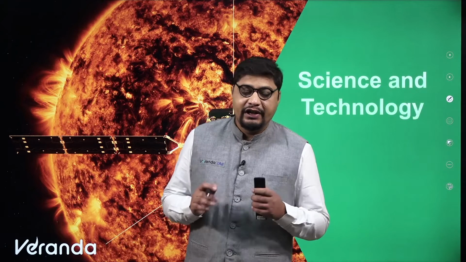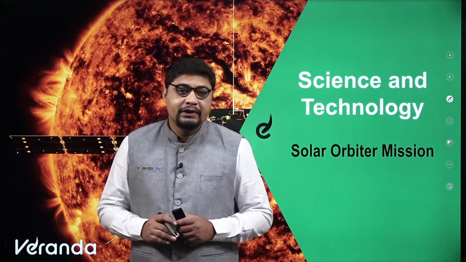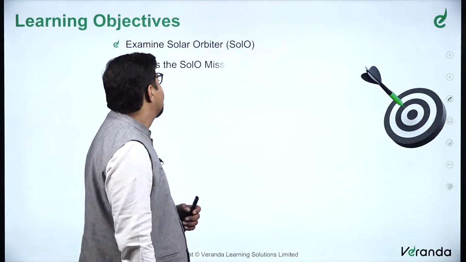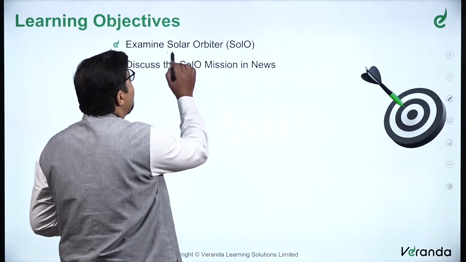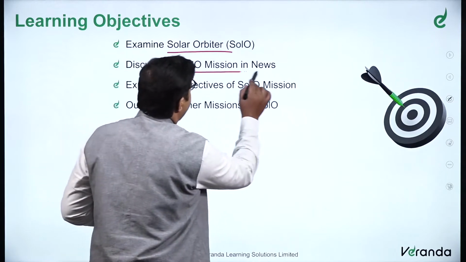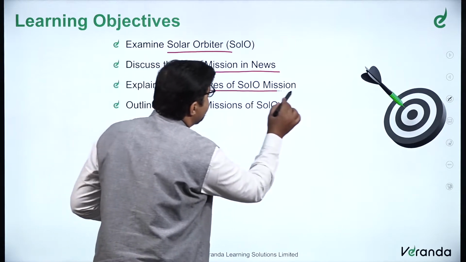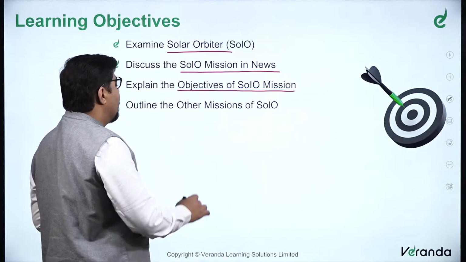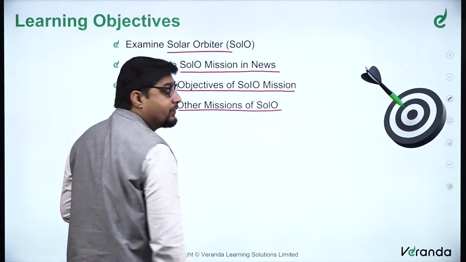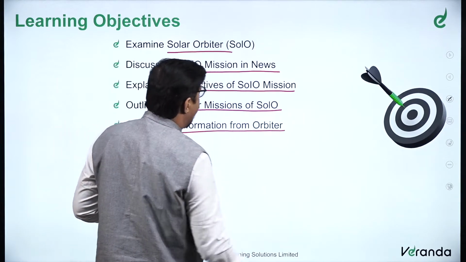From the topic of current affairs of science and technology, in this session we are going to learn about the Solar Orbiter mission. The learning objectives of this particular session will be to examine the Solar Orbiter. Then further, we will discuss the Solar Orbiter mission in news. Then we will explain the objectives of Solar Orbiter mission. Further, we will outline the other missions of Solar Orbiter. And then we will explain the information from the orbiter.